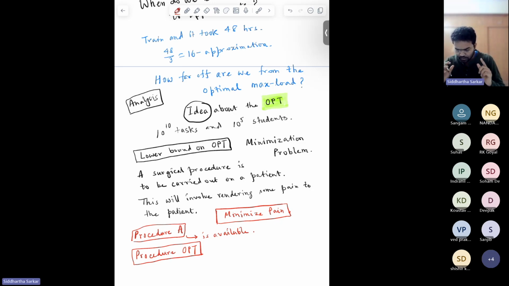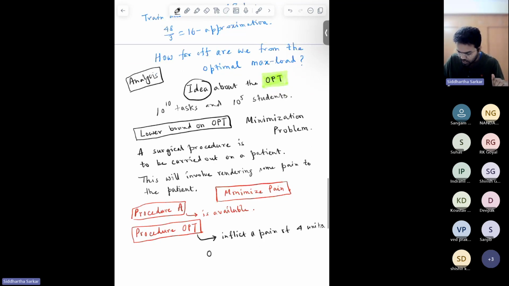But I have some idea about procedure OPT. Let us say I can make a statement that because of the inherent nature of the operation, whatever is the best procedure in the world, right now or in the future, is going to inflict a pain of at least, let us say, 4 units. So I am saying that OPT is at least 4.